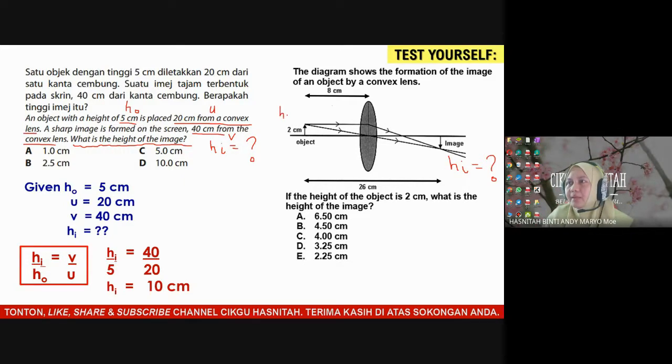2 centimeter is HO. Can you tell me what is our object distance, students? What is our object distance as shown in this diagram? Where is our object distance? This is our object distance. This is U. So U is 8 centimeter. What is our image distance? This is image distance. So what is the image distance? Can someone type there? What is the image distance?